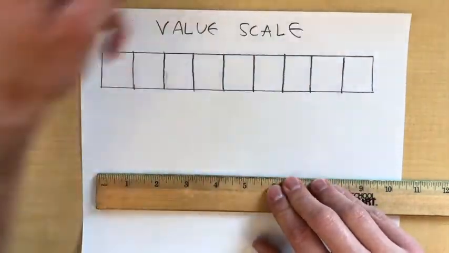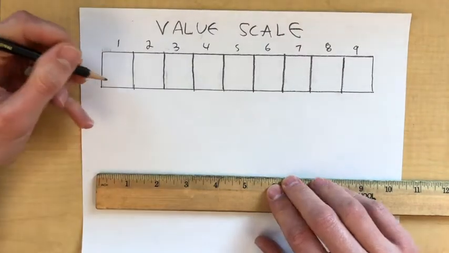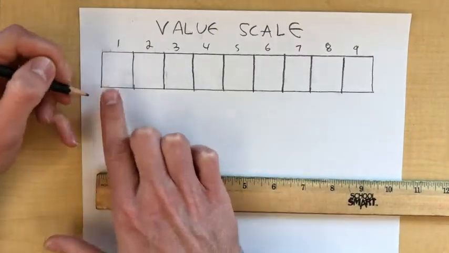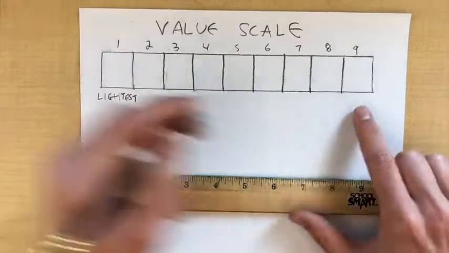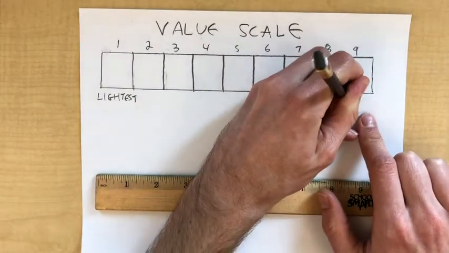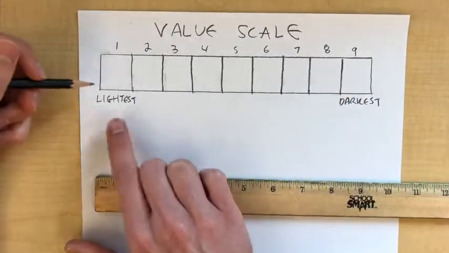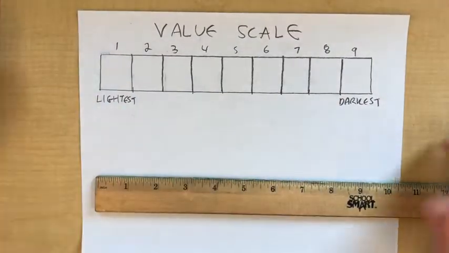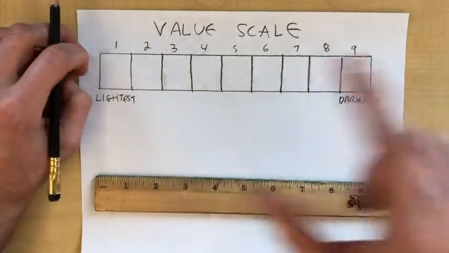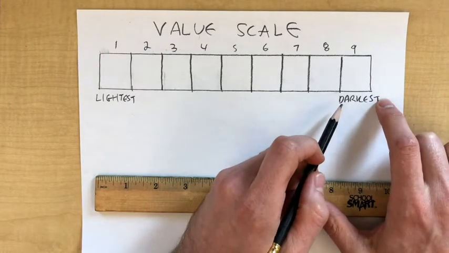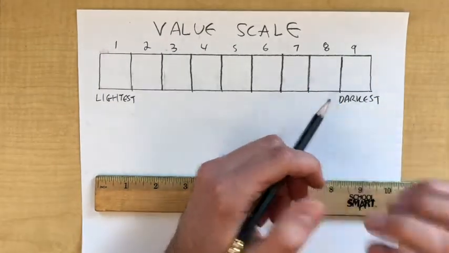And I'm going to number them. And I'm also going to label them. Now, number 1 right here, I want to label that the lightest. And number 9 right here is going to be the darkest. Now, when we talk about different values, the lightest is going to be no value at all or no shading at all. So I'm going to actually just leave that blank. Now, number 9 is going to be the darkest. That's going to be the most value, the heaviest, and the most shading that I can possibly add.